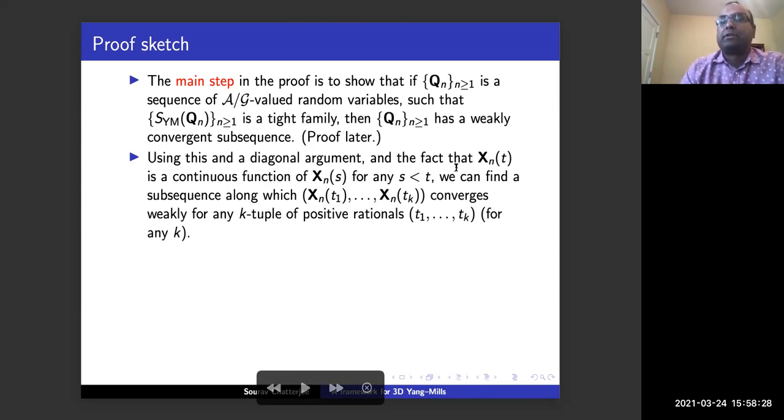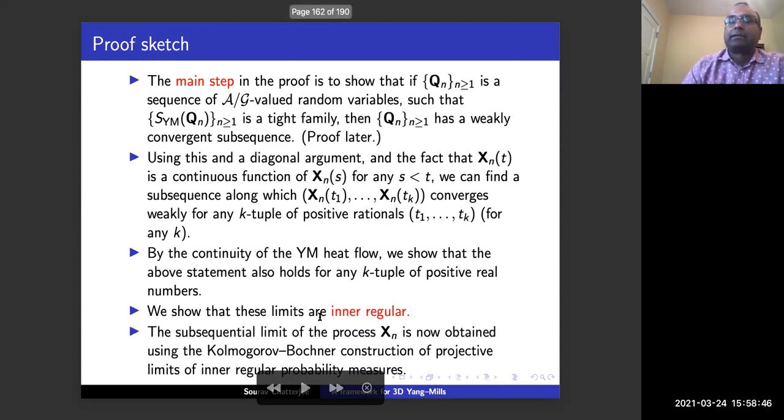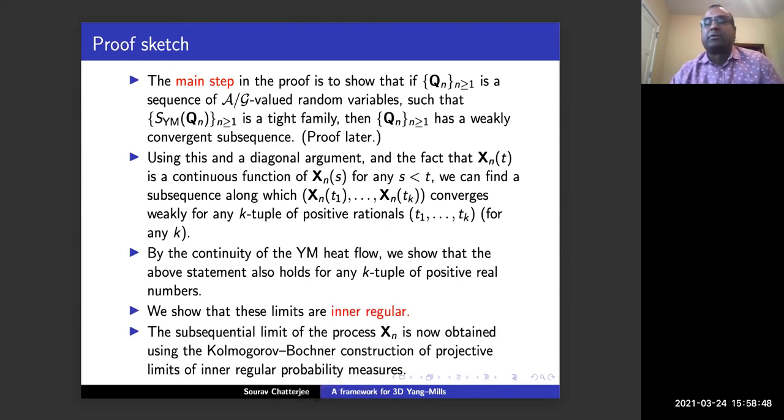Okay, and we also use the fact that X_t is a continuous function of X_s for any s less than t, which allows us to go from one point to multiple points. And by the continuity of the heat flow, we show that the above statement also holds for any k-tuple of positive real numbers. Instead of rationals, we can move to reals. And then we show that these limits are inner regular. And then we use this Kolmogorov-Bochner construction of projective limits.